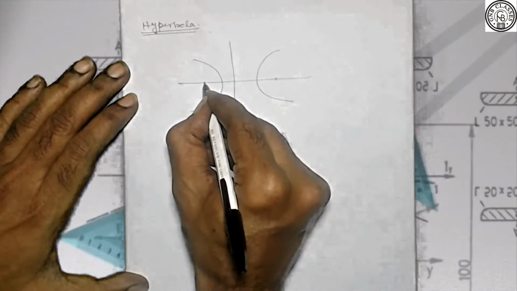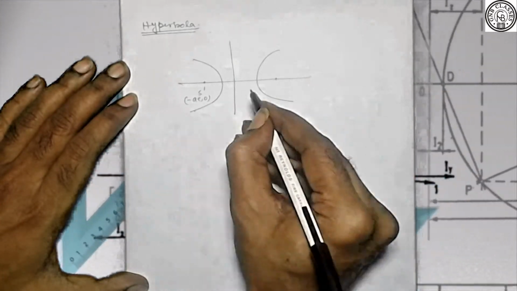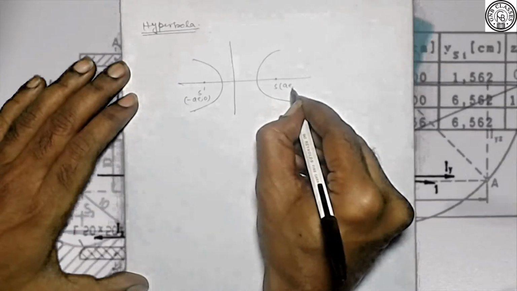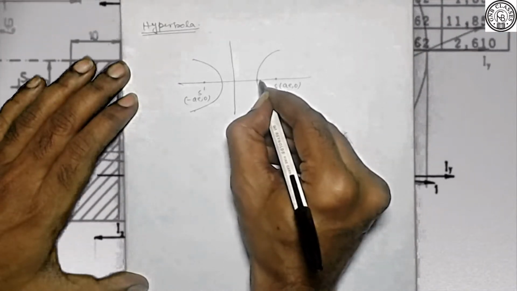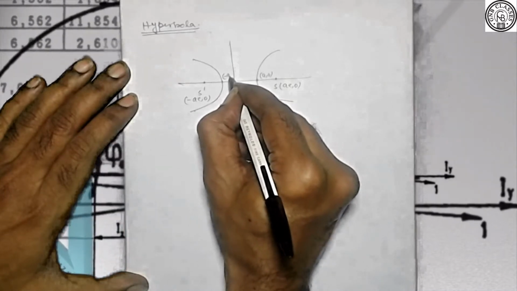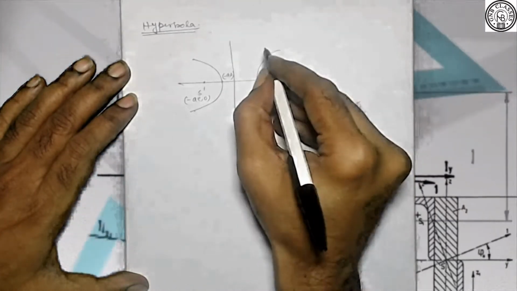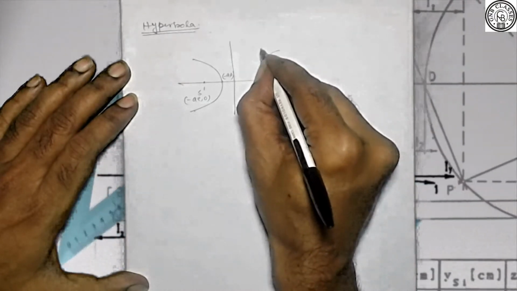These are the foci: S dash (minus AE, 0) and S (AE, 0). These are the vertices: (A, 0) and (minus A, 0). Okay. Let us take a variable point A anywhere on the hyperbola.